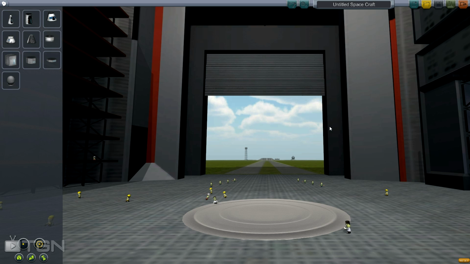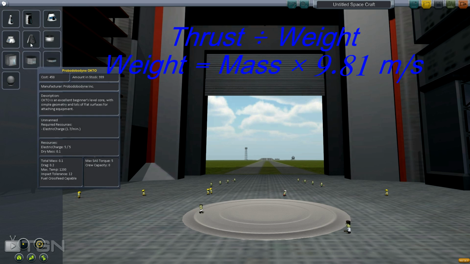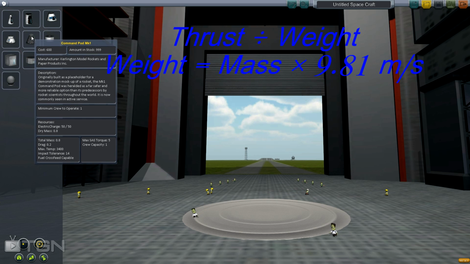So, first off, to calculate your thrust to weight ratio, you need to divide thrust by weight. And your weight is your mass, which is defined on the descriptions of the item. So it says total mass 0.18. It's mass times 9.81 meters per second squared, and that's the gravity of Kerbin.